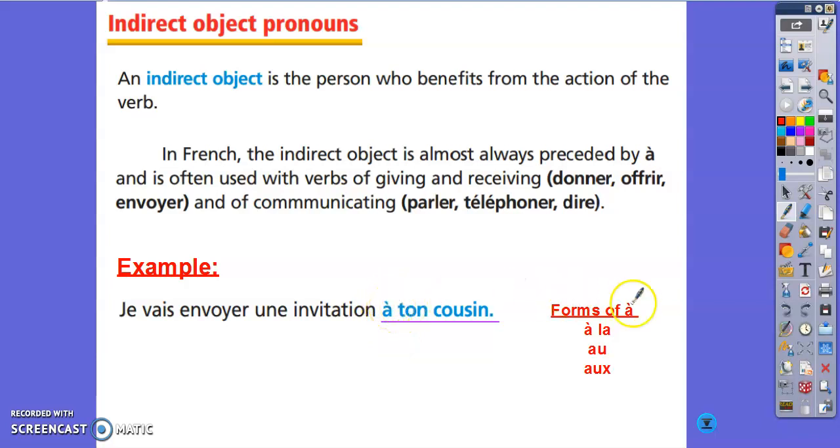Remember, it may not always just be à like this. You could possibly see à la, au, or aux. Those all count as forms of à.